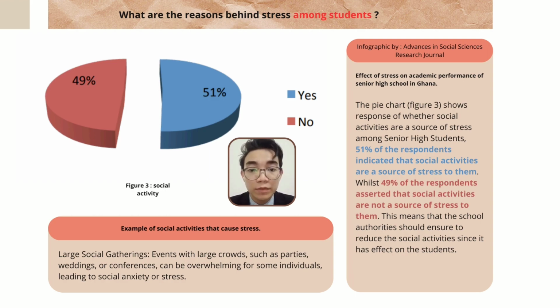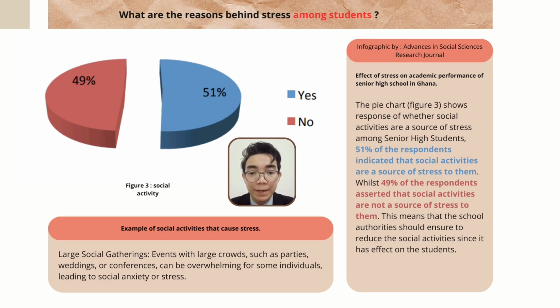Okay, what are social activities? When it comes to social activities, it relates to confidence, like I mentioned earlier. There are a lot of students at Ghana high schools who have a problem with social activities. That means they lack self-confidence. So what are examples of social activities? As you can see here, large social gatherings, events with large crowds such as parties, weddings, or receptions can be overwhelming for some individuals, leading to social anxiety or stress.